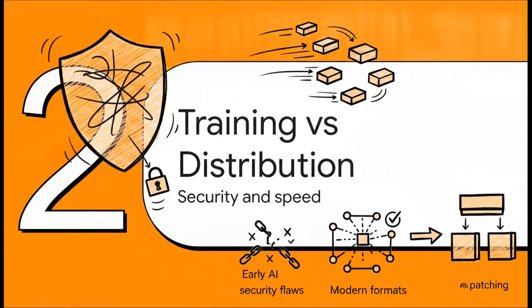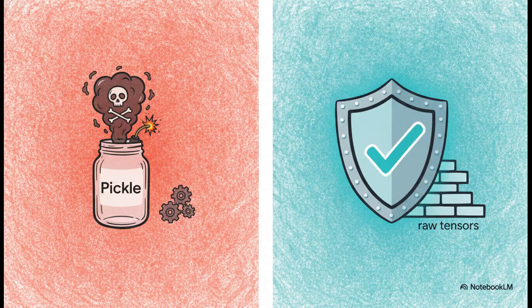Moving right along to Section 2. Training versus safe distribution. Now, what's really interesting here is the battle between the two foundational formats. First, you have Pickle, or .pt, which is PyTorch's native format. Now, it's great for resuming training because it captures the optimizer state. But, and this is a massive but, the torch.load command can execute arbitrary code. Downloading an untrusted Pickle file is literally like downloading a random .exe file off the internet. It's a genuine security threat.